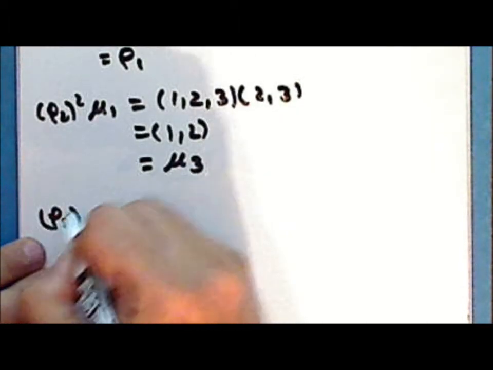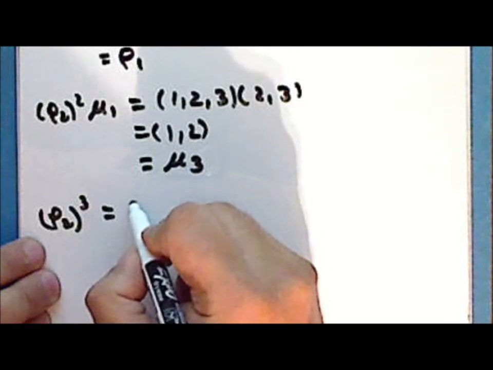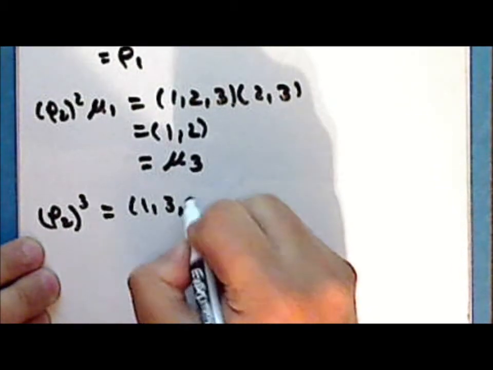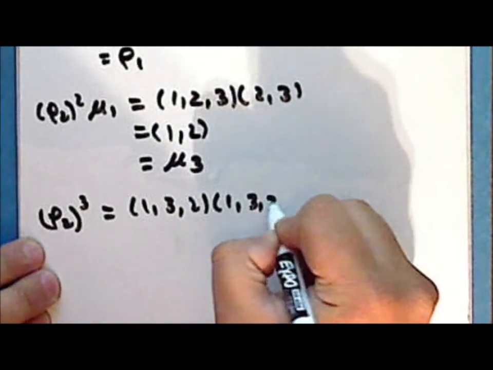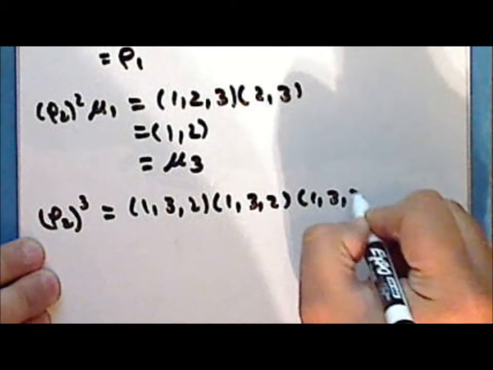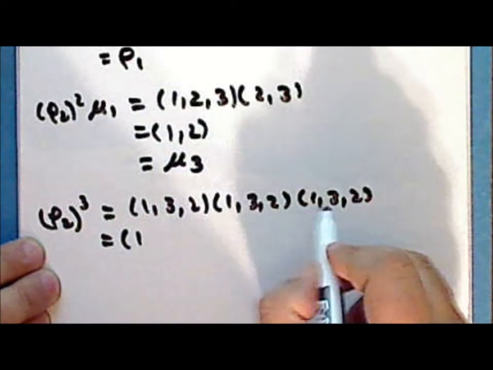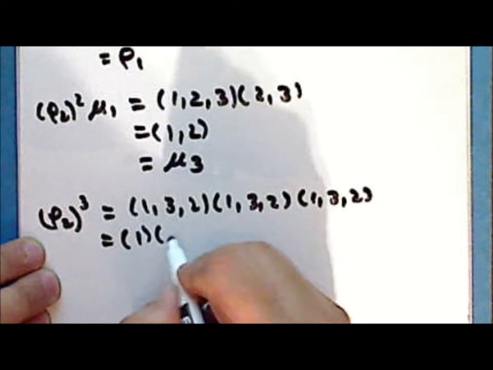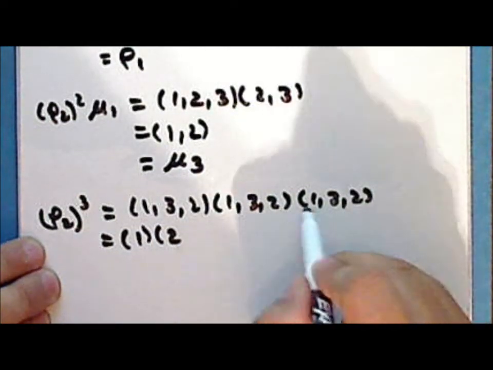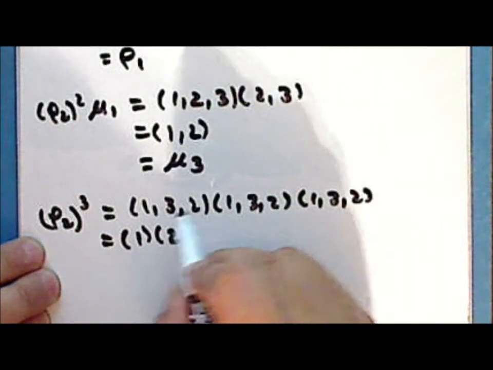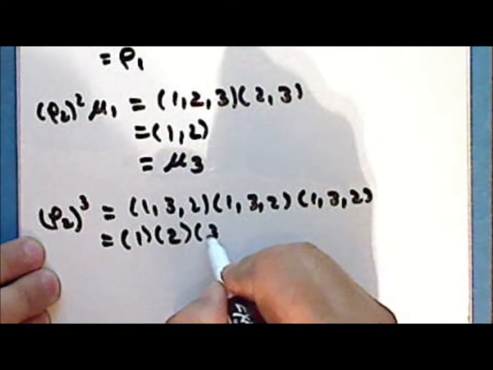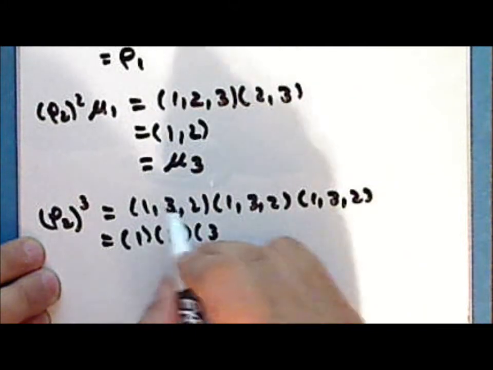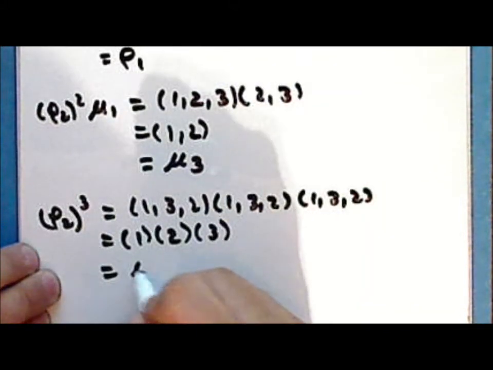Now rho sub 2 cubed is the product of the cycles 1 to 3 to 2, 1 to 3 to 2, 1 to 3 to 2. So beginning with 1, 1 is mapped onto 3, 3 is mapped onto 2, 2 is mapped onto 1, cycling out 1. Beginning with 2, 2 is mapped onto 1, 1 is mapped onto 3, 3 is mapped onto 2, cycling out 2. 3 is mapped onto 2, 2 is mapped onto 1, 1 is mapped onto 3, cycling out 3, so this is the identity.